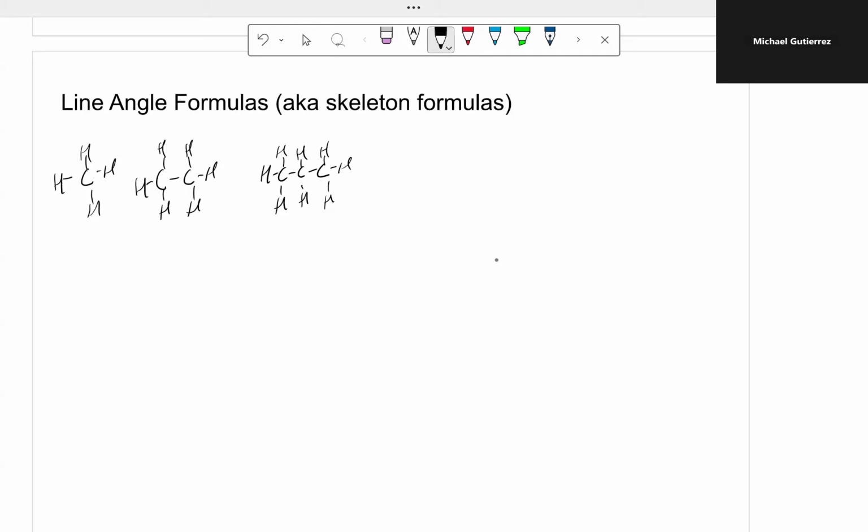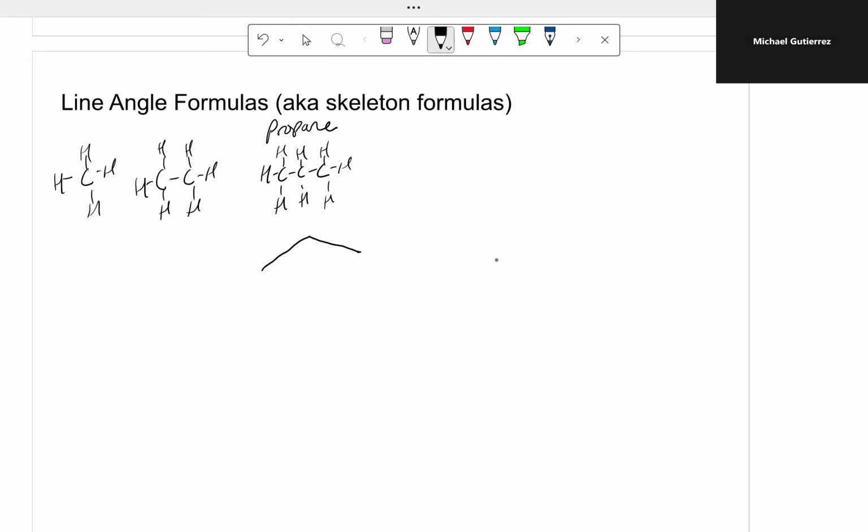So we have a better system, a better type of formula that we can use that will make this a lot simpler for drawing large molecules. We call these line angle formulas, also known as skeleton formulas. What we do is we use lines to represent the same information as a Lewis structure. So if we were to look at the structure here of propane and make that Lewis structure into a line angle formula, this is what it would look like.